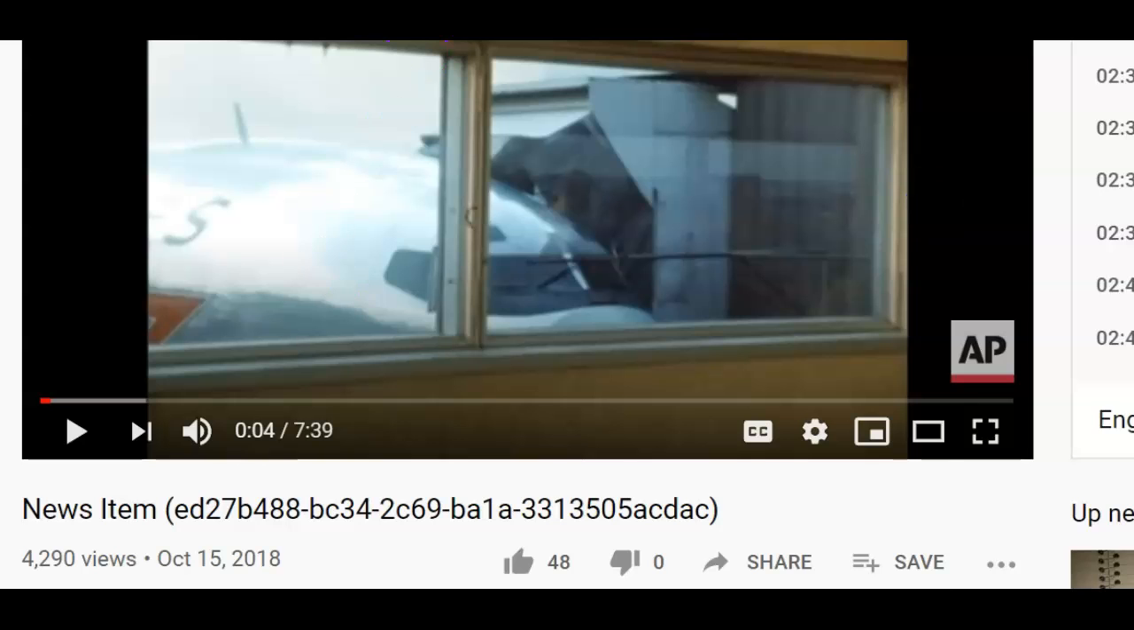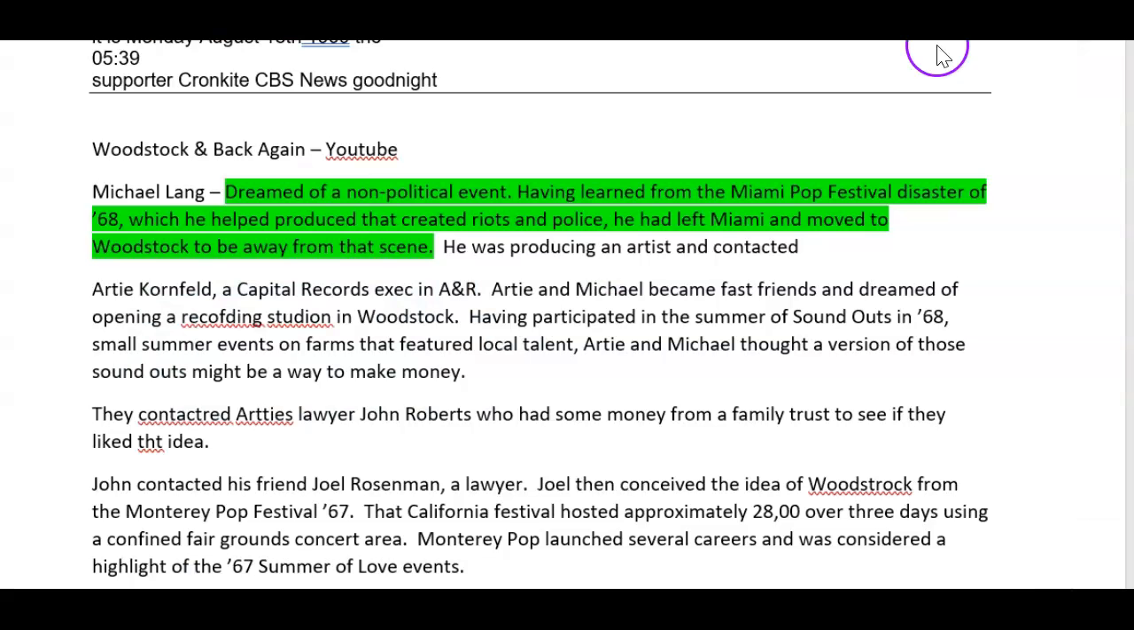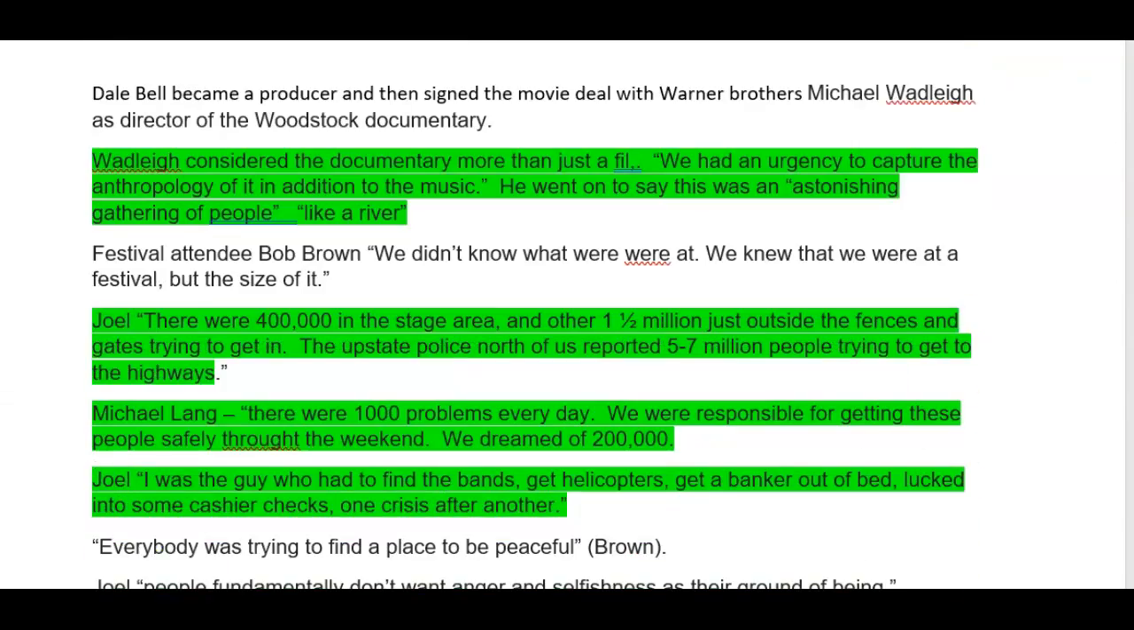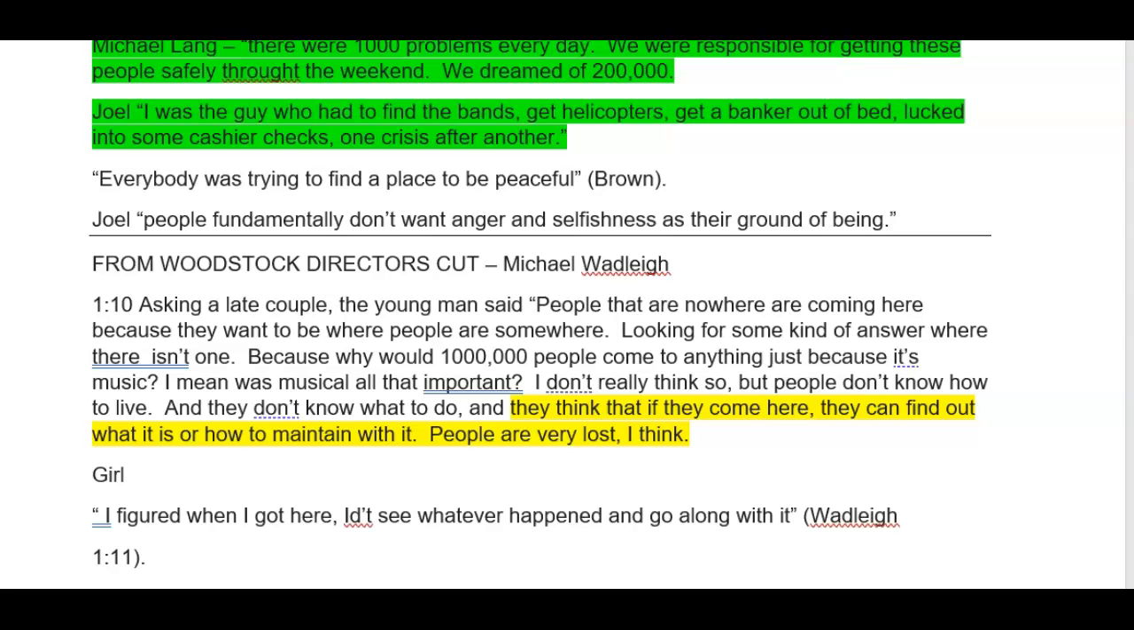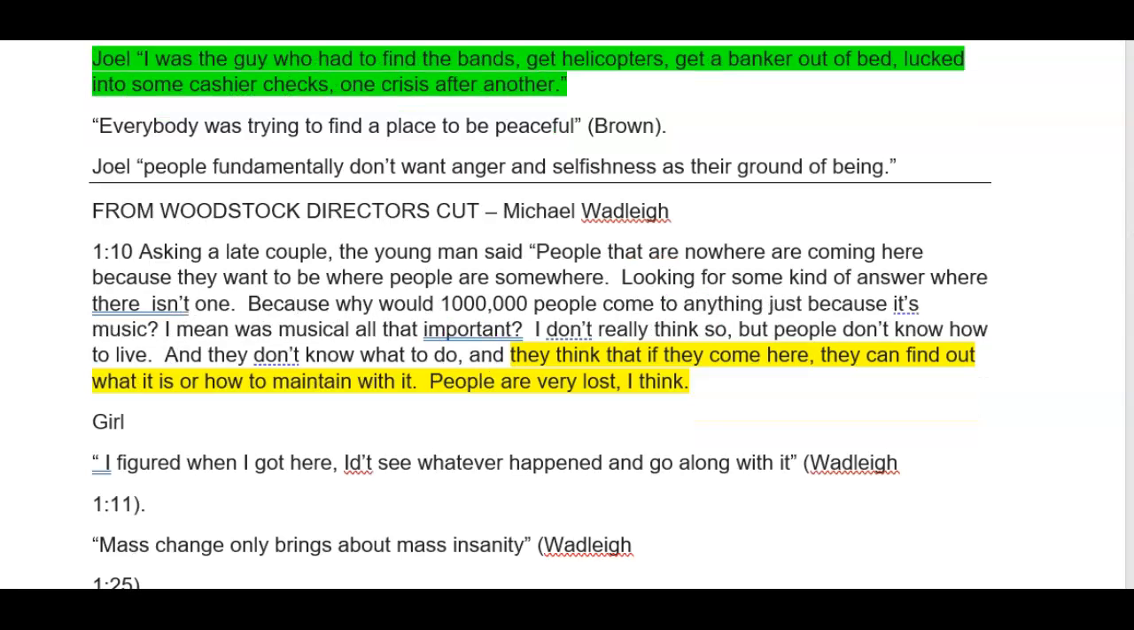Got it? So that's how I get that. I have lots of notes that I took from Woodstock and back again, all of which are misspelled and a mess, but I'm going to go ahead and put them down anyway, and I have where they take place. And then from Woodstock Director's Cut, I make sure, because I don't want to have to go back and do this, I'm watching it on prime time.